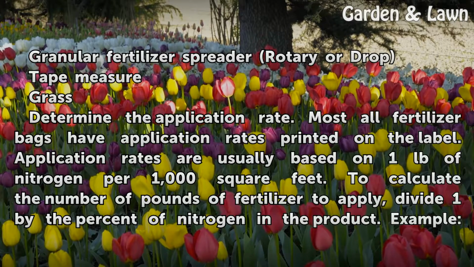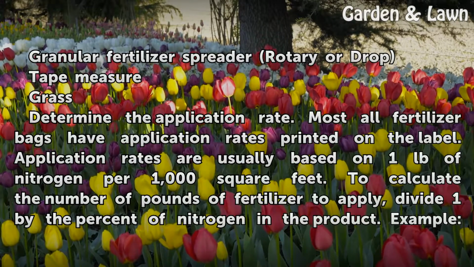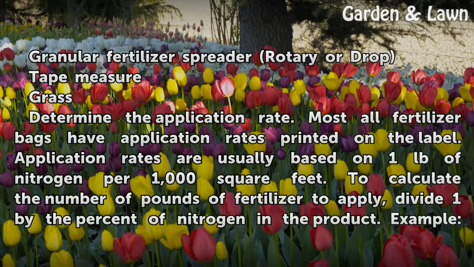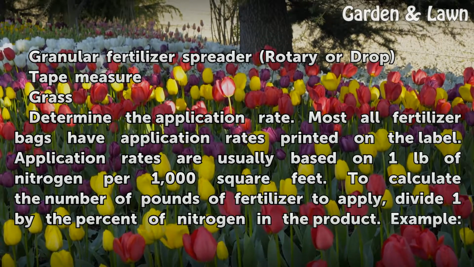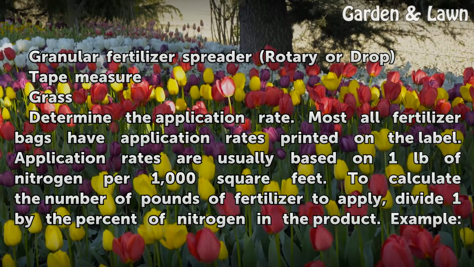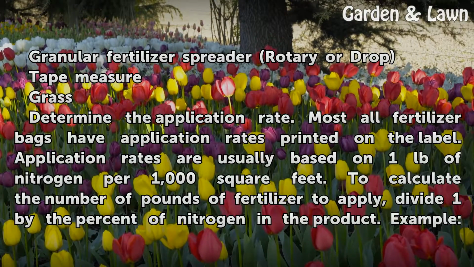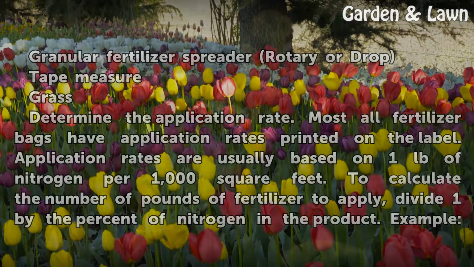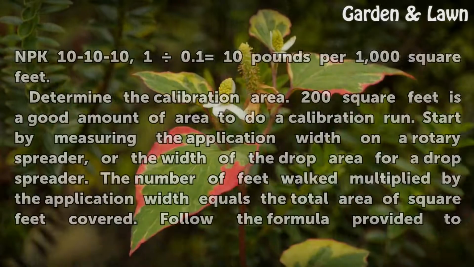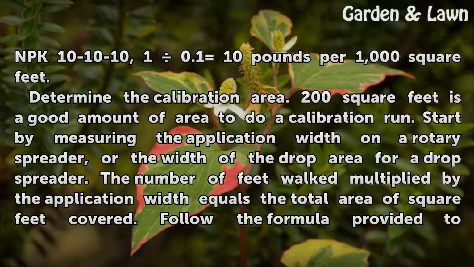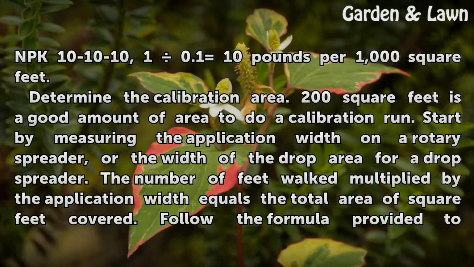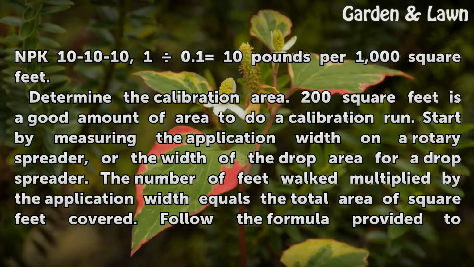Most all fertilizer bags have application rates printed on the label. Application rates are usually based on 1 pound of nitrogen per 1,000 square feet. To calculate the number of pounds of fertilizer to apply, divide 1 by the percent of nitrogen in the product. Example: NPK 10-10-10, 1 divided by 0.1 equals 10 pounds per 1,000 square feet.